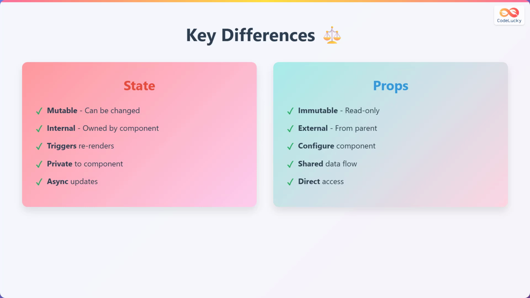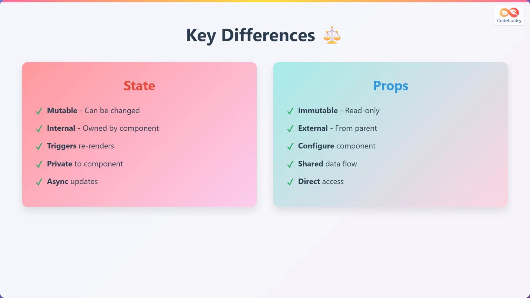Let's explore the key differences between state and props in React. State is mutable, meaning its value can be changed directly by the component. State is internal and owned by the component itself. When state changes, it triggers re-renders, updating the user interface. State is private to the component and not directly accessible from the outside. State updates are asynchronous, meaning they might not happen immediately.